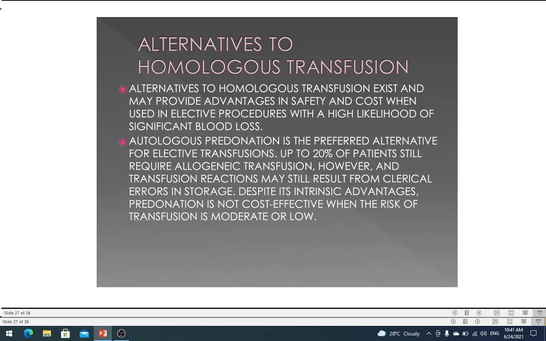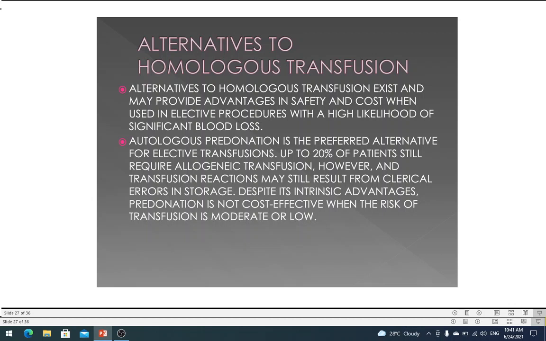So now we were discussing homologous or allogenic, that is, same species but different individuals. So if I donate blood for you, it is the same species but different individuals, isn't it? So that is called allogenic or homologous. Now there are certain alternatives. Supposing you don't want to use this because of all these problems that we talked about, you want to avoid that, there is an alternative.